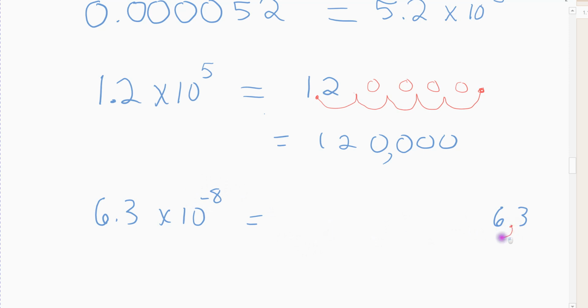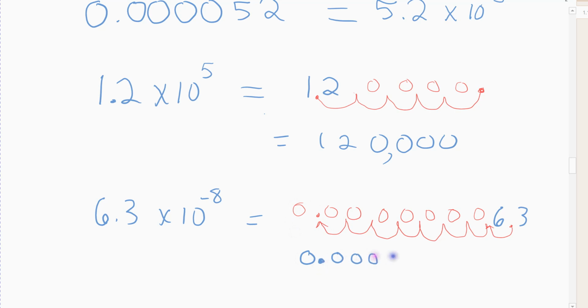One move gets me past the 6, which means I've got 7 more moves to go, which means I need 7 zeros: 1, 2, 3, 4, 5, 6, 7. To check that my decimal's in the right spot, there's 1 move, 2, 3, 4, 5, 6, 7, 8. That puts me in the right place. And so my number is point, 7 zeros, 6, 3, which again is a really small decimal. And that's the scientific notation.